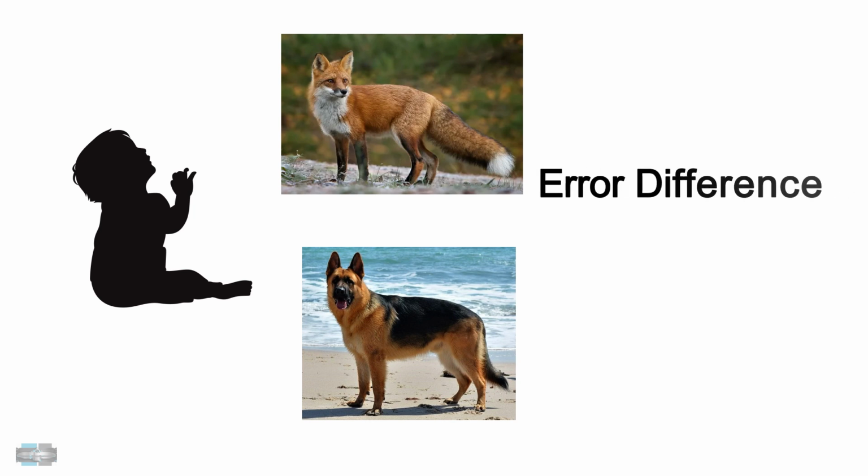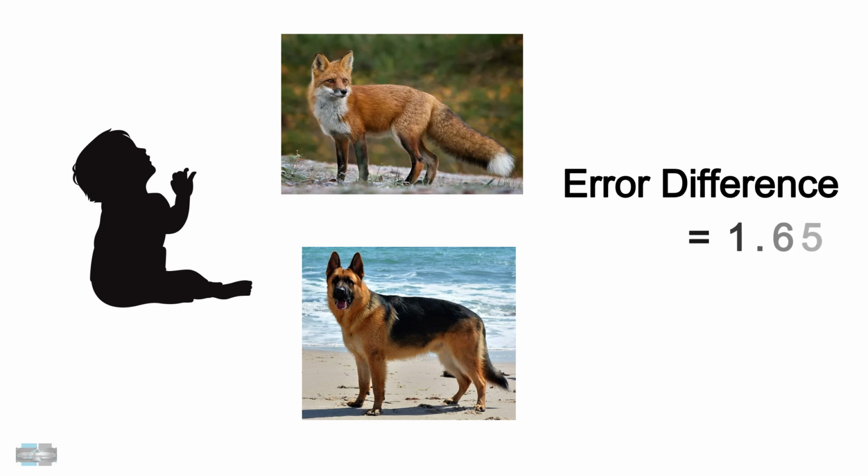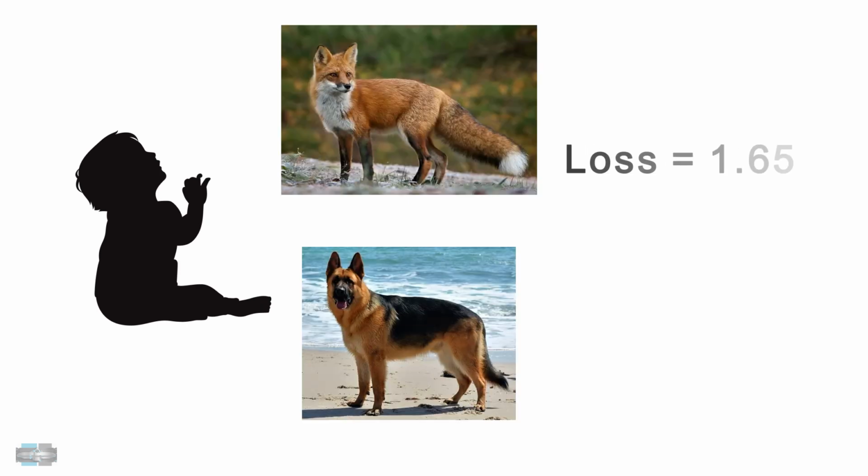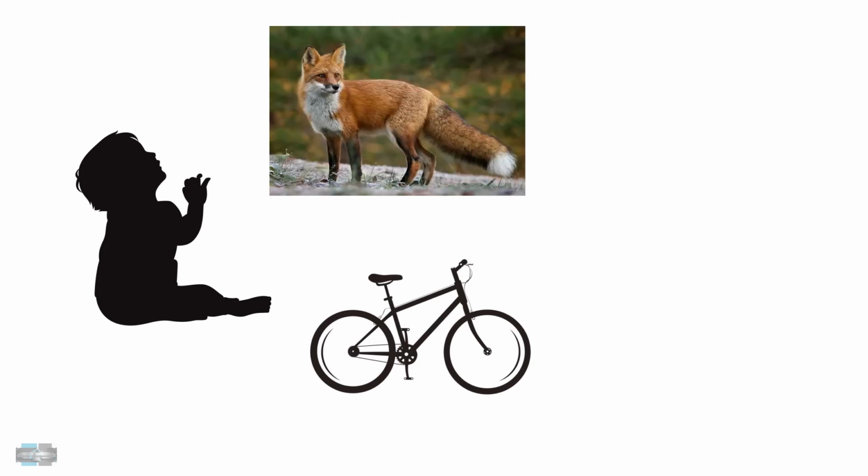The error difference of the child claiming a fox is a dog is noted as a certain value, which we can call a loss value. If the child says dog instead of fox, the error difference is smaller because it looks more or less similar. But if the child says something like bicycle for a fox, then the loss will be more. So basically, if you teach more about fox and other animals, the loss will be reduced.